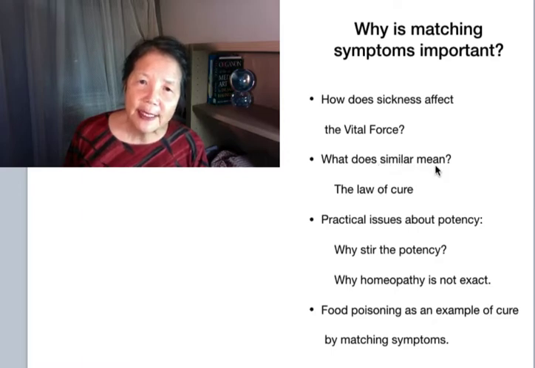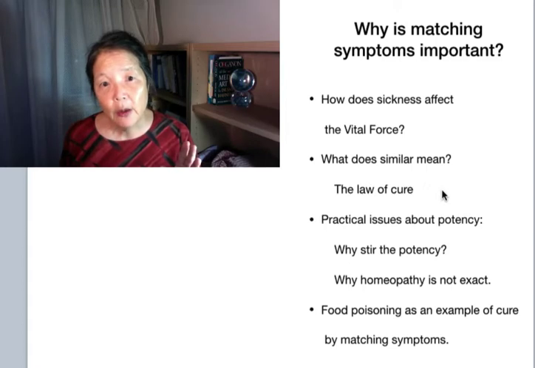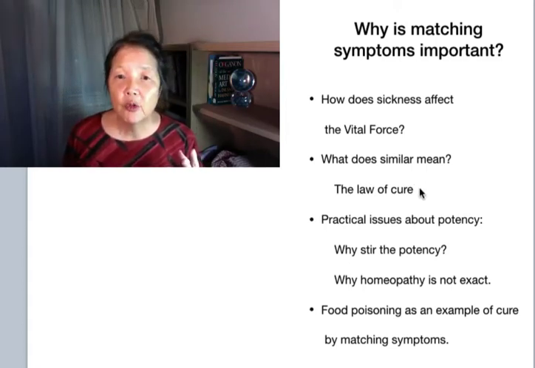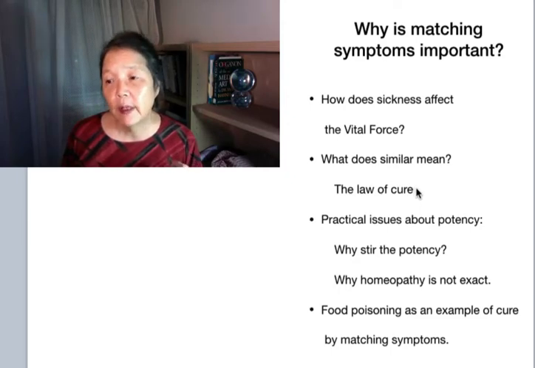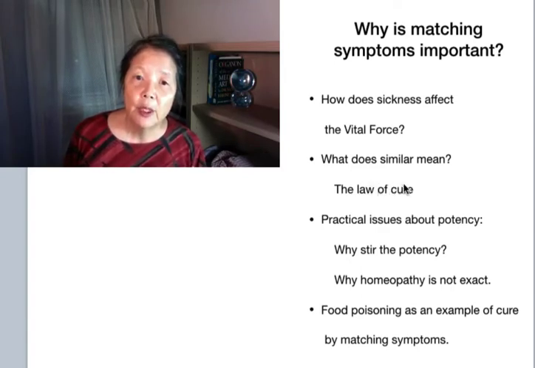what does the word similar mean? We have a law of homeopathy. It's the single law of homeopathy. There are no other laws. The rest of them are ideas, trends, or a kind of rule of thumb. But this law of cure is what homeopathy is based on. So we're going to begin that discussion.